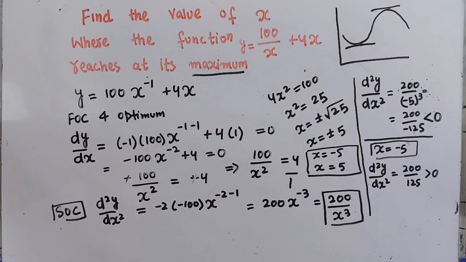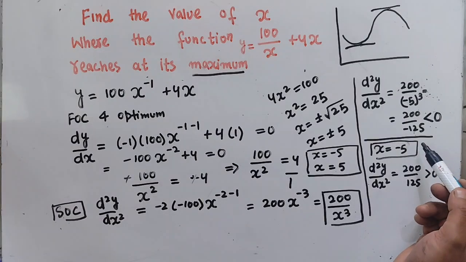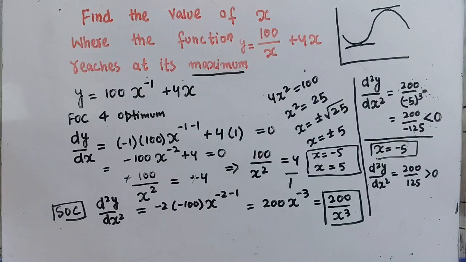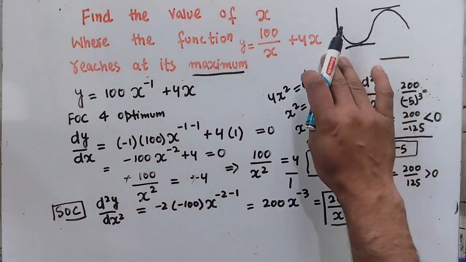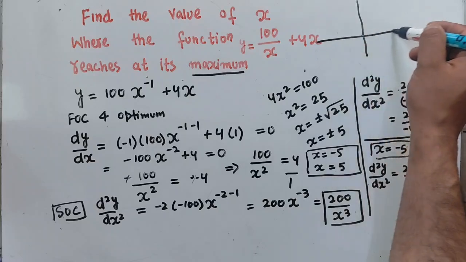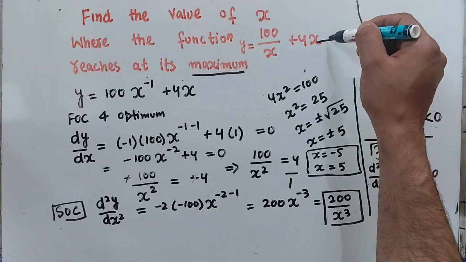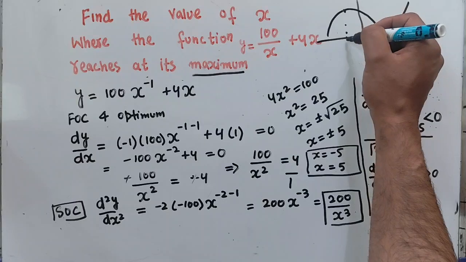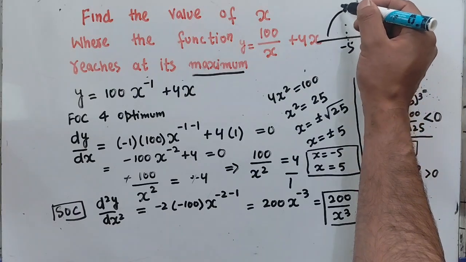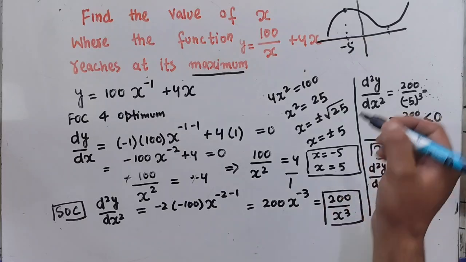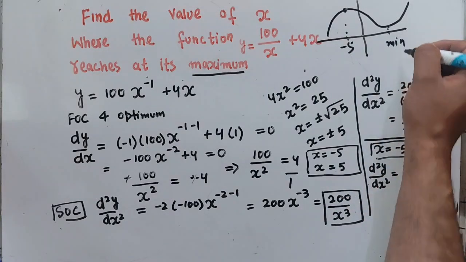Rather, when x is equal to negative 5, this function reaches its maximum, and it will look like this roughly. If I draw it like this, it will look like this. So at x is equal to, let us say, negative 5, we reach the maximum. When x is equal to positive 5, the function reaches its minimum.